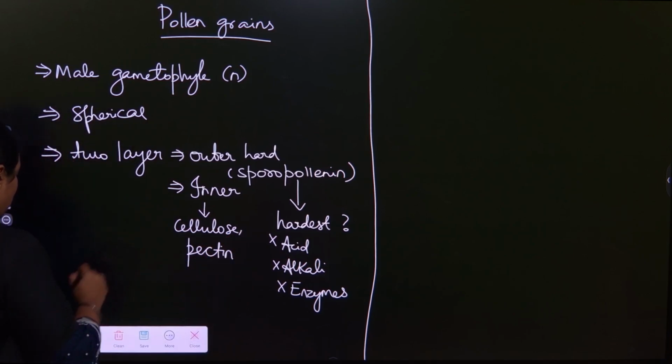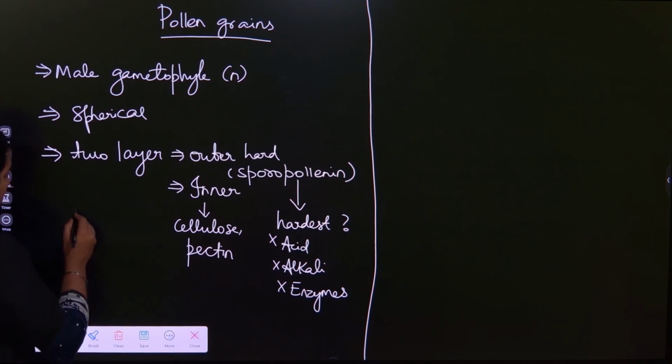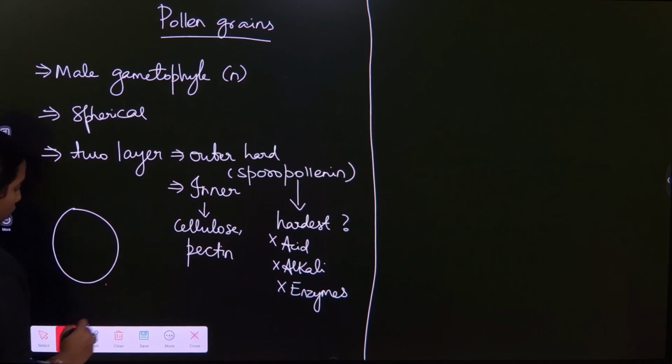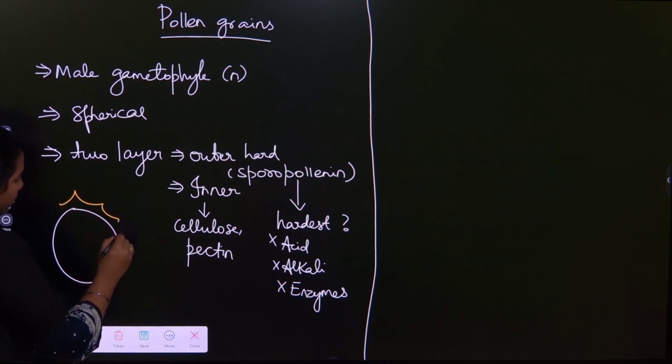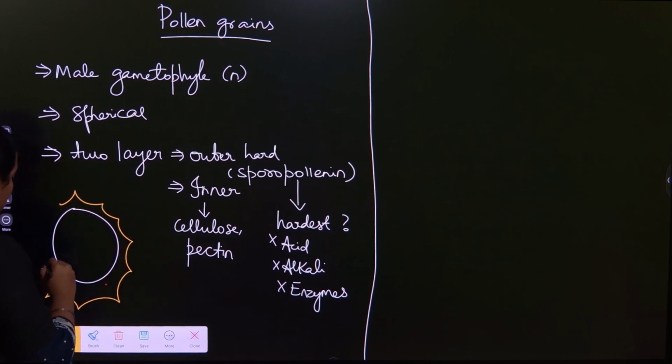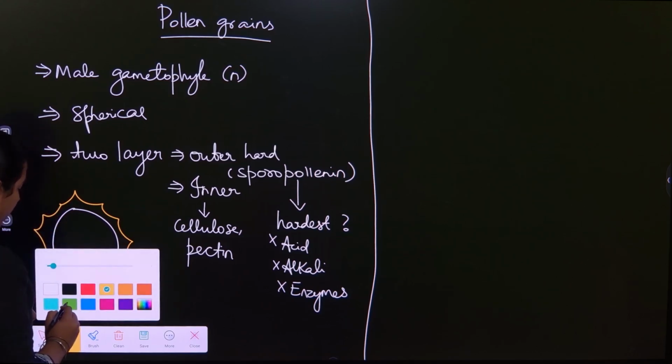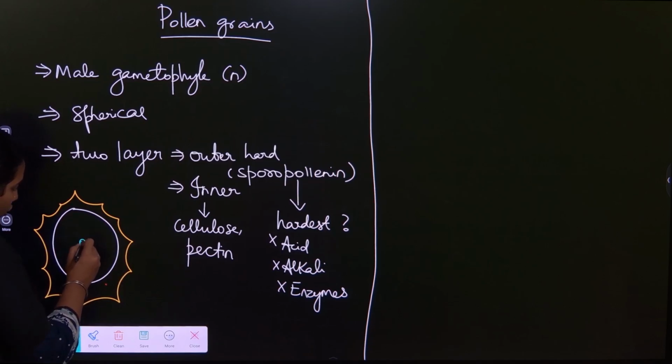Just let me draw a diagram. Imagine this is your intine. Let me draw with some other color. Let me put yellow. I would like to give it an ornamentation. Let's have a structure like this. And inside this, what do we have? Inside this, we have the nucleus, then cytoplasm, all these things.